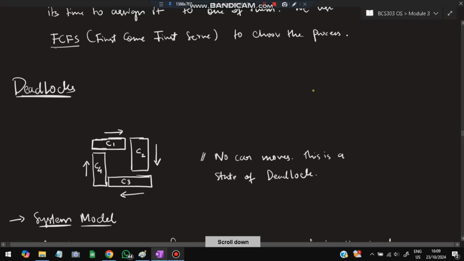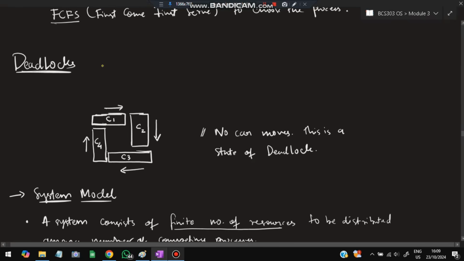Okay. Moving on to the second half of the module, which is regarding deadlocks. So this is a visual representation of deadlock. Imagine four cars: C1, C2, C3, C4. C1 wants to move in the right direction, but it is blocked by C2, which wants to move down, which is blocked by C3, which wants to move left, which is blocked by C4, which wants to move up, and C4 is blocked by C1, which wants to move right. In this case, none of the cars will move, and this is the situation of deadlock.